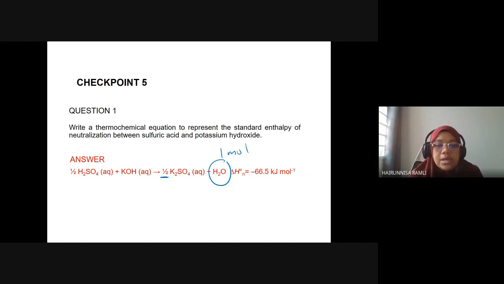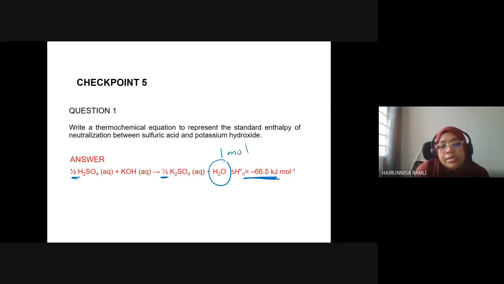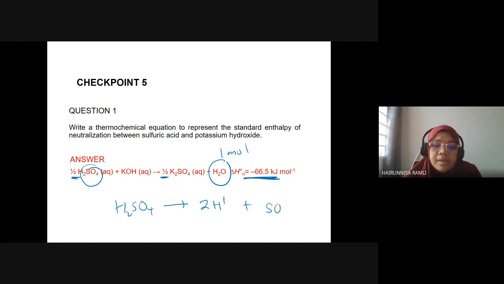Okay, bila you balance, K2SO4 akan jadi half. So, H2SO4 pun akan jadi half. In this case, sebab dia tak bagi value kan, this value is actually a little bit different from this one. Lebih tinggi pula. Ini lebih rendah sebab weak acid kan. Kalau ini lebih tinggi daripada ni. Why? Because this one is H2SO4, which consists of two atoms of hydrogen. So you produce 2H+ plus SO4 2-. So of course the value of enthalpy pun akan a little bit different. Itu just saya nak justify lah why the value is different.